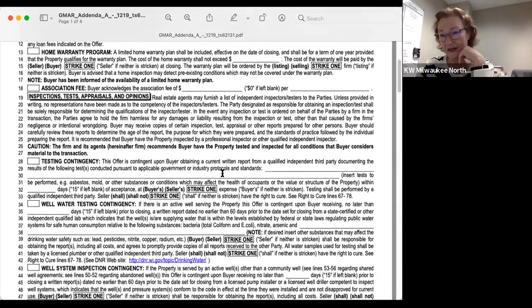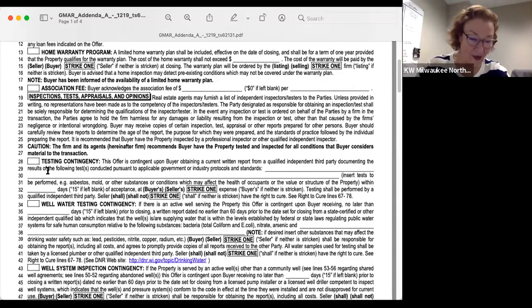Now we're getting to, I would say, probably one of the most debated and important parts of this Addendum A. If your buyer wants any testing done except for radon, radon is now in the offer to purchase. They took it out of Addendum A and plopped that one inspection in the offer to purchase, leaving the rest of possible testing to be included here in Addendum A.